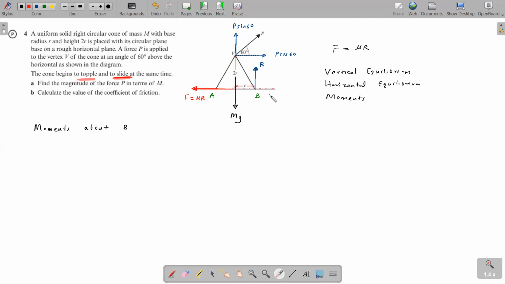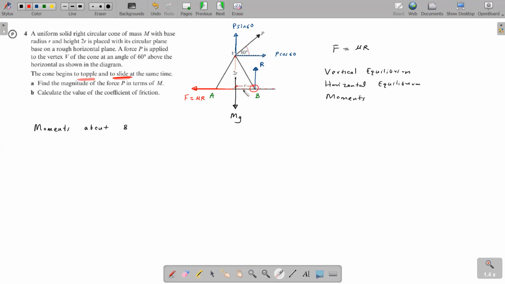The line of action of friction also passes through B. That gives you another advantage. You don't need to even consider friction for the moment. So when you take moments around B, there are several advantages. Number one, P is not considered. And number two, the friction is not considered.